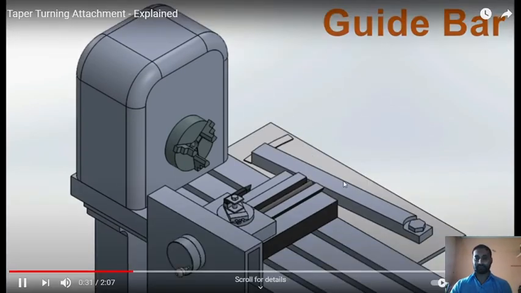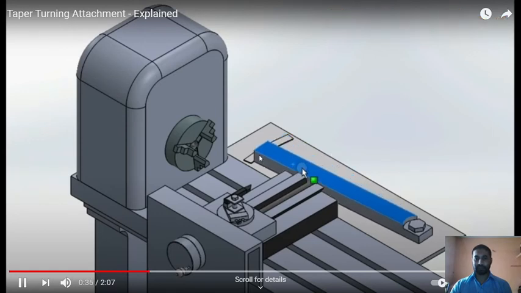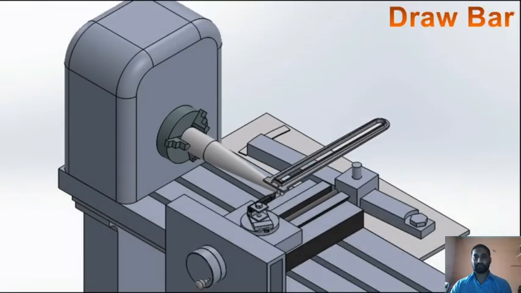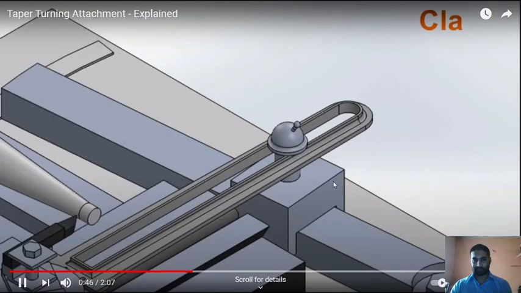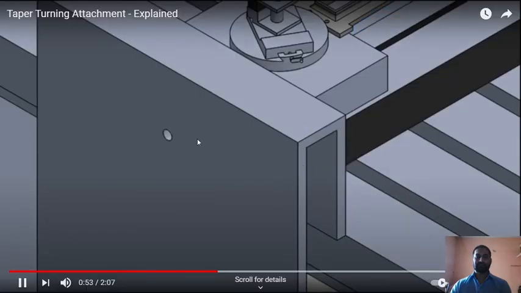This attachment has a guide that is fixed around the bed. The guide can be moved to the required taper angle, generally using a screw mechanism. A sliding block is mounted over the guide, which is connected to the cross slide through a pivot joint. Once attached to the cross slide, it is tightened by a clamp. Also, the cross feed screw must be disconnected or disengaged.